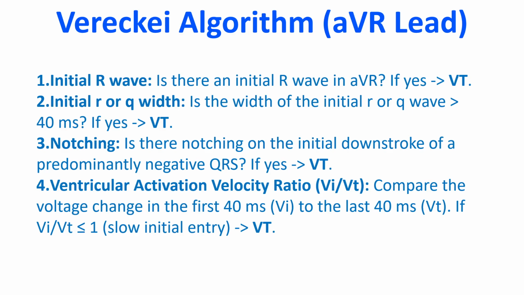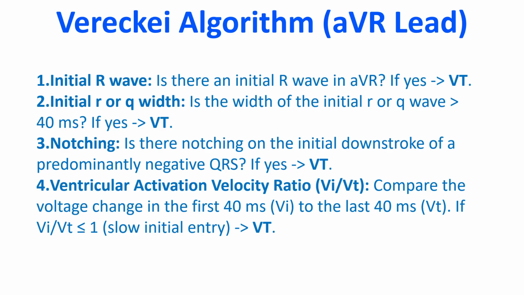Initial R wave: is there an initial R wave in aVR? If yes, VT. Initial R or Q width: is the width of the initial R or Q wave more than 40 milliseconds? If yes, VT. Notching: is there notching on the initial downstroke of a predominantly negative QRS? If yes, VT.